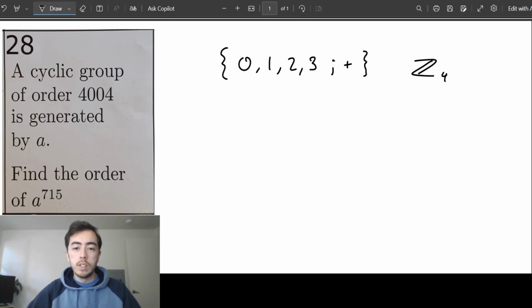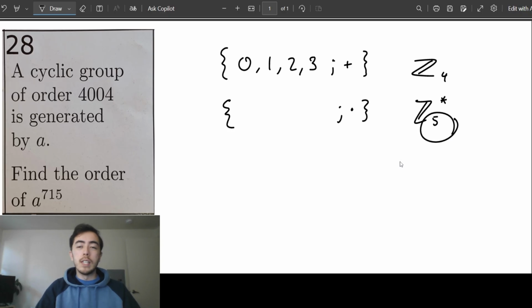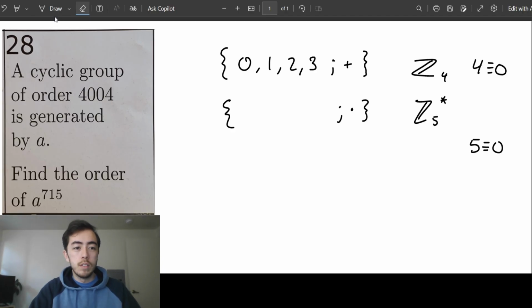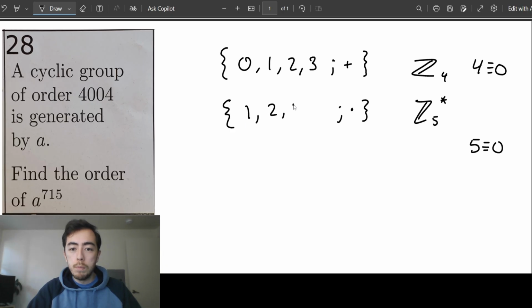We could also express the exact same group, thinking about it with multiplication as our operator instead. I think this one I'm going to call Z5 and then a little star here. The 5 represents the idea that I'm going to cycle back down on 5 instead of 4. So like here, 4 and 0 were essentially the same thing. But for this group, I'm going to call 5 and 0 essentially the same thing. And then this star right here is just saying that our operation is multiplication instead.